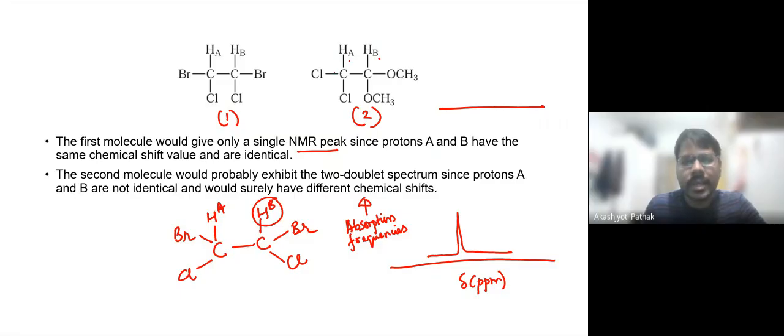So HA is nearer to the two chlorine atoms. But if you see the chemical environment of HB, you can see that it is surrounded by acetate ions, OCH3, OCH3. So that is why you will have two different peaks. First of all, you will have two different peaks because of the chemical environment, and this particular proton will result in a doublet.